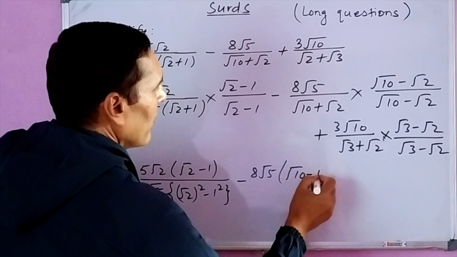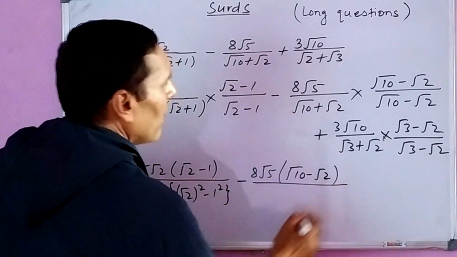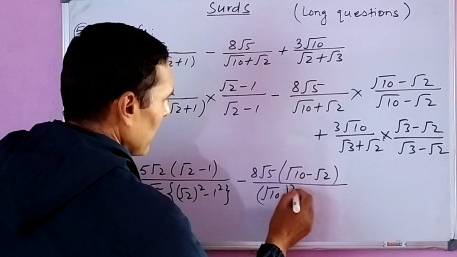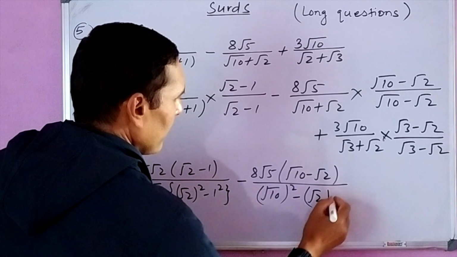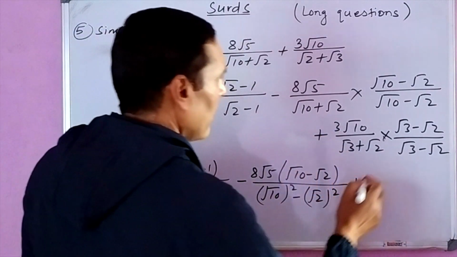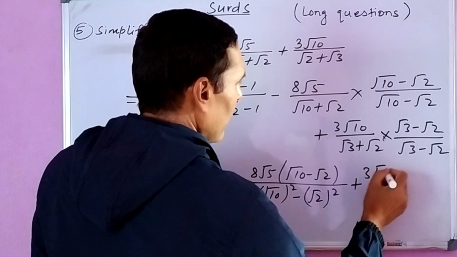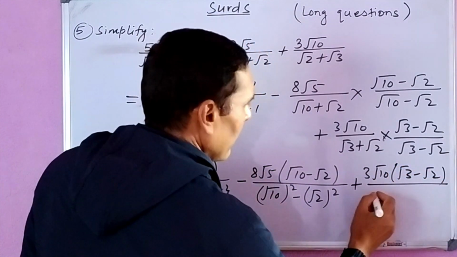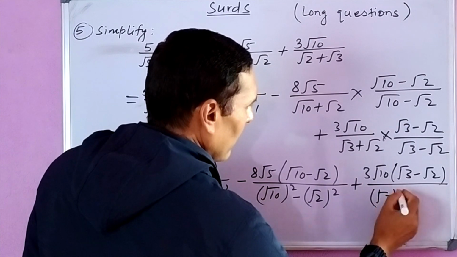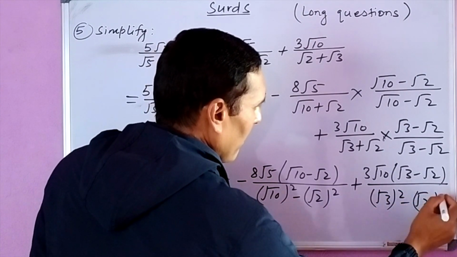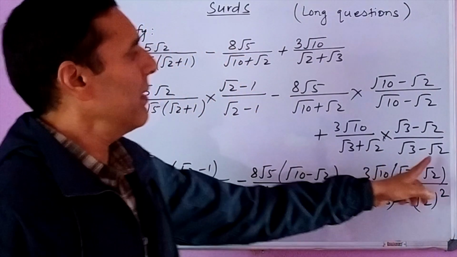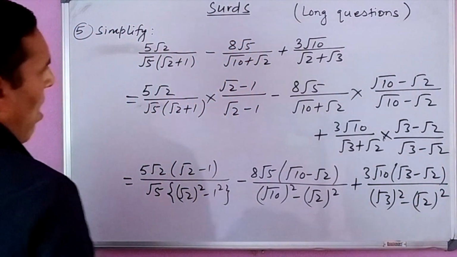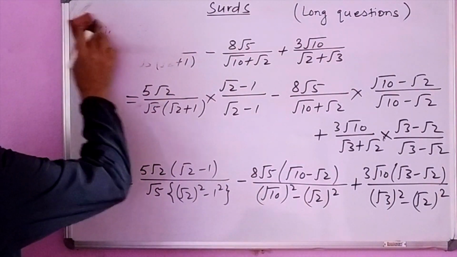In the second term, 8 root 5 bracket root 10 minus root 2 upon a plus b, a minus b, root 10 square minus root 2 square, and the third term 3 root 10 bracket root 3 minus root 2, denominator it is root 3 whole square minus root 2 whole square. Here also we have a plus b into a minus b, a square minus b square. I am writing here on the top.